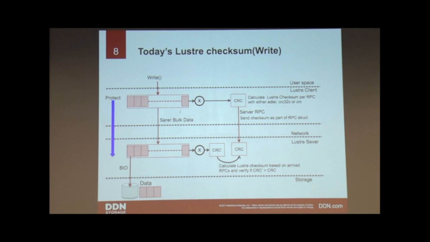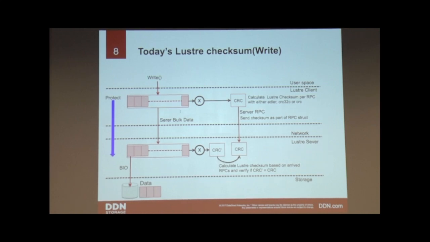If your application is writing from user space, the Lustre client accumulates your data into one RPC as much as possible. Once the RPC is created, the Lustre checksum is calculated. Then the client sends out the bulk data to the server, and at the same time, the Lustre checksum is sent to the server.